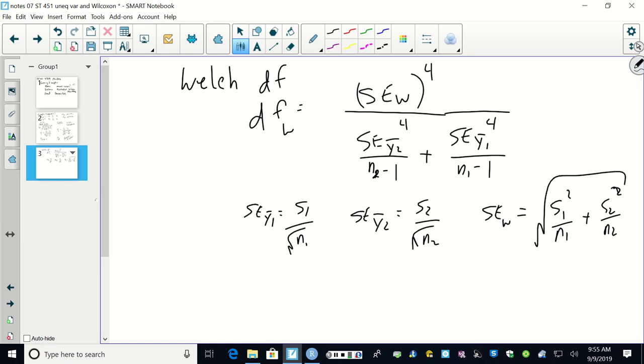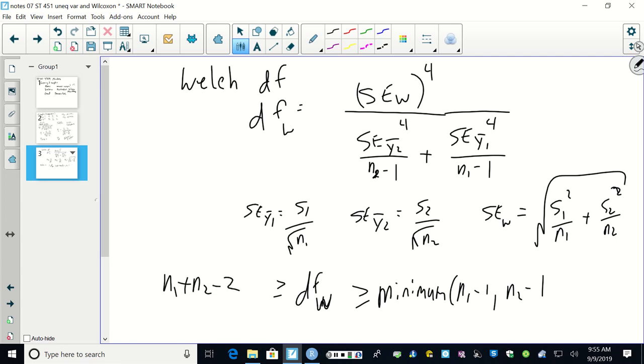So this thing is usually larger than the minimum of the smaller individual degrees of freedom. It's going to be between that, and it's usually not as much as n1 plus n2 minus 2. So it's somewhere in between, like you lose a little bit of spread because one of the variances is extra small, right? In between there. And so, yep, that would be the calculation.